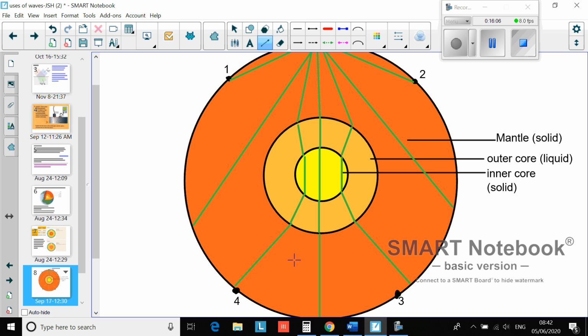But other than that, just make sure you've got this diagram for both P waves and S waves with 3 sentences explaining in each case how we use P waves, how we use S waves, and how the properties of the P waves and S waves allow us to determine the internal structure of the Earth.